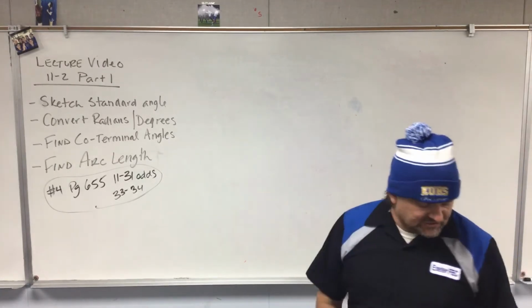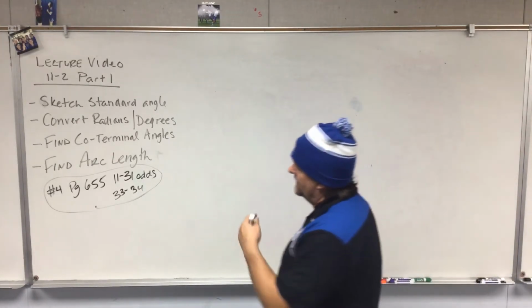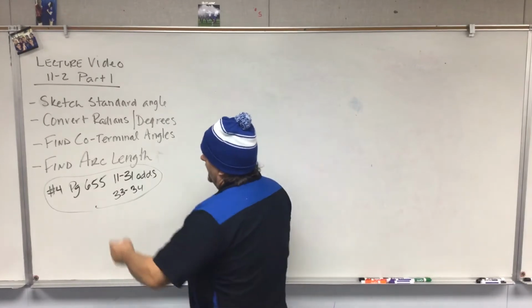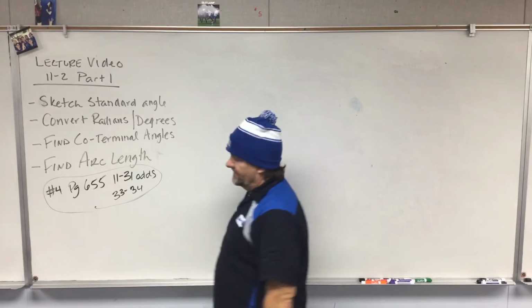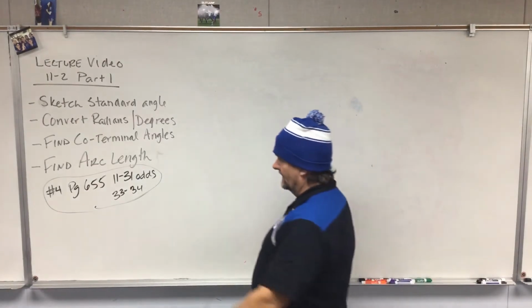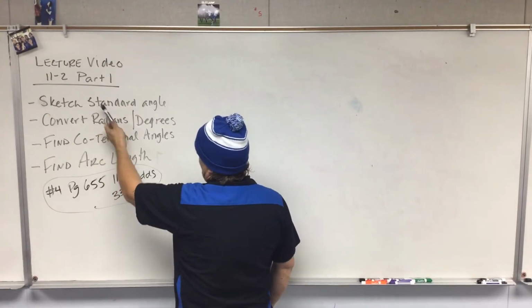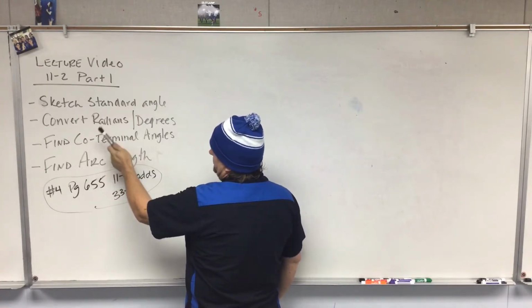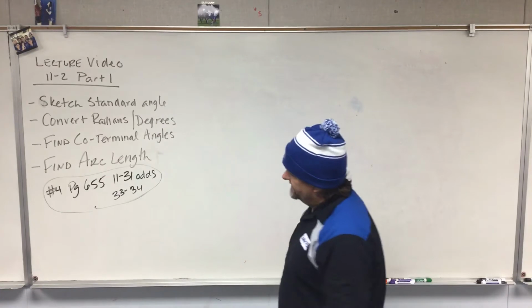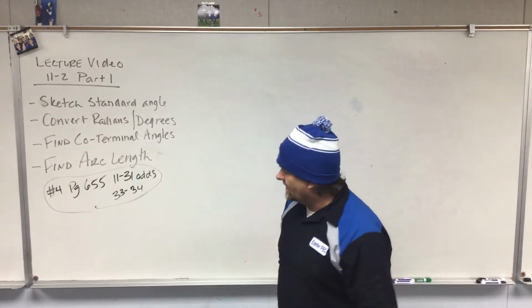So today, Trig, number 4. No review today. We got some intro stuff. We're going to work with 11.2. It's working with more trig functions. The 4 things we're going to cover today: sketch an angle in standard position, find coterminal angles, then we're going to convert radians to degrees, and then we're going to find the arc length.